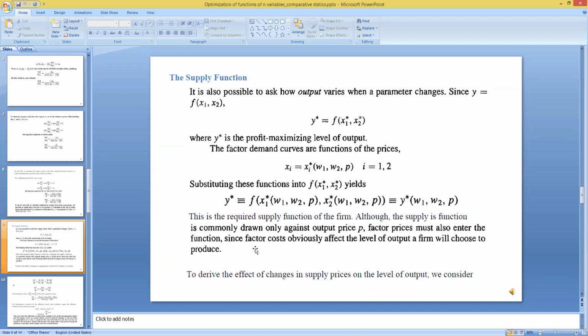Because if you consider the perfect competition, P is equal to MC. So price is determined by the marginal costs of production. So definitely factor costs or factor prices have crucial role to determine what will be the supply function. So we are explicitly bringing W1 and W2 along with P in the supply function. This supply is the commodity supply. Any question?